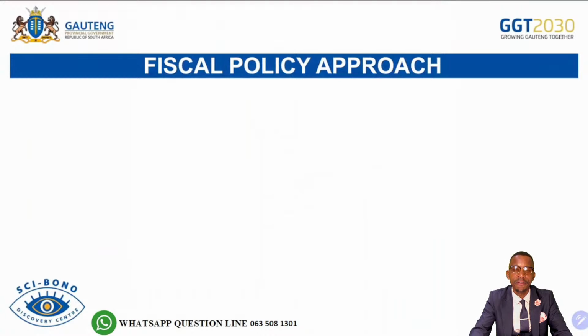Then we move to the fiscal approach. Okay, I think I skipped something. The cash reserve requirement. That's when the central bank intervenes by influencing the quantity of money by maybe setting high limits of cash reserve requirement required by the Reserve Bank.